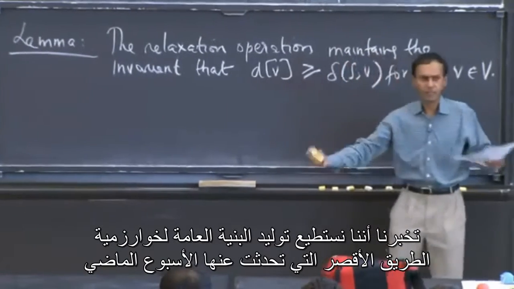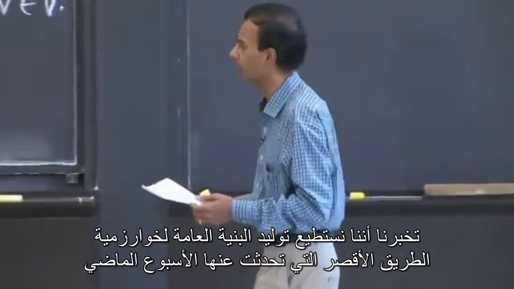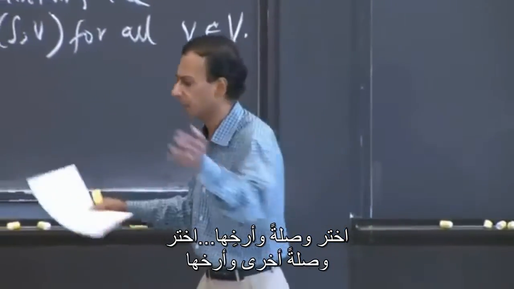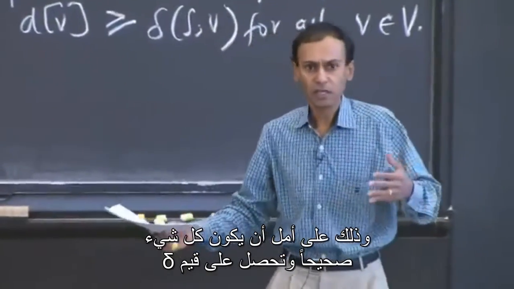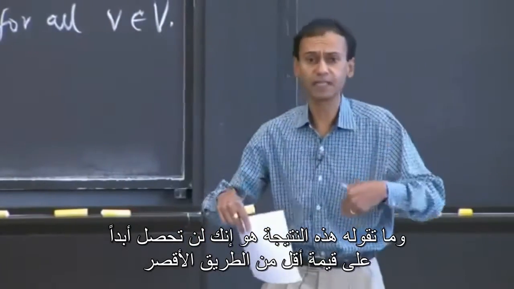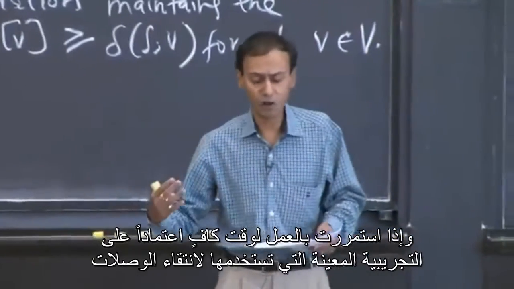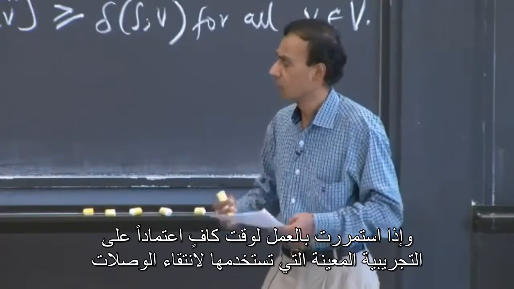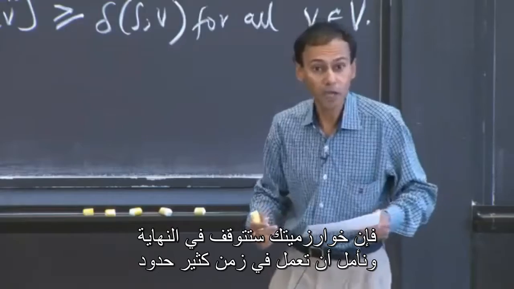It tells us that we can create the generic structure of the shortest path algorithm that I talked about last week. Says, pick an edge, relax it, pick another edge, relax it, and hopefully everything will work out and you'll get your delta values. And what this lemma says is that you'll never get something in the middle that is less than your shortest path value. And if you keep running over for a long enough time, depending on the particular heuristic that you use for selecting the edges, your algorithm will eventually terminate, and hopefully it'll run in polynomial time.